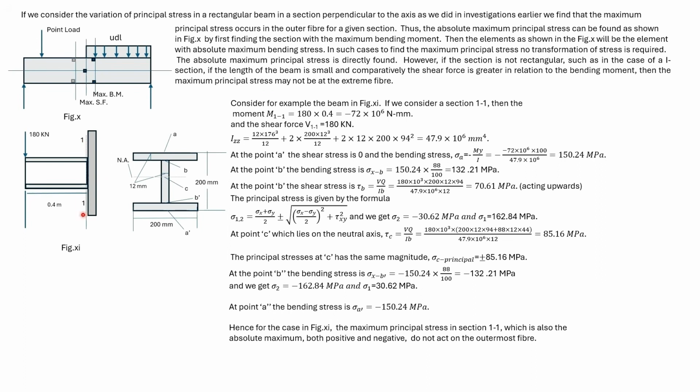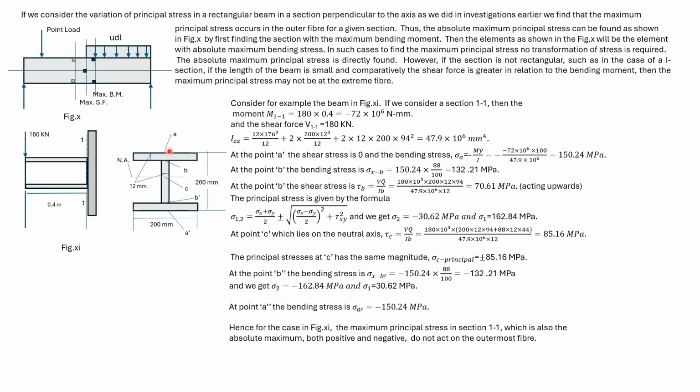The moment acting on section 1-1 is negative. The thickness of the web and the flange is 12 millimeter. And these two dimensions are 200 millimeter. And we find out Izz. We'll next find the normal stress and the shear stress at the points A, B, C, B dash, A dash.